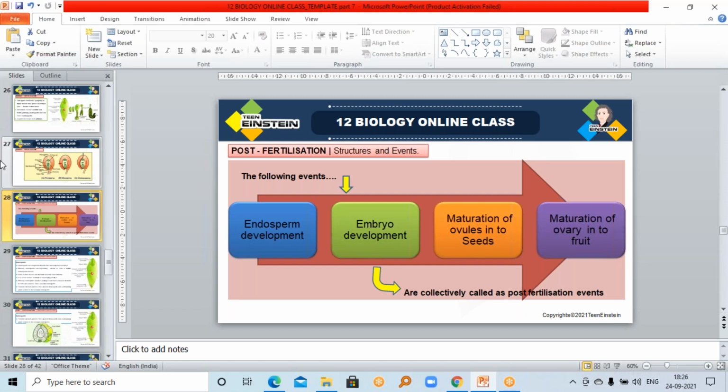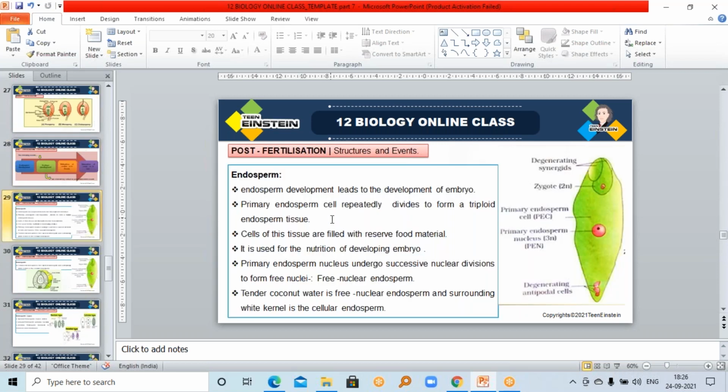So in the post-fertilization events, the first event is development of endosperm. Right. First one is development of endosperm. So endosperm, which is the product of triple fusion. We have already told that the primary endosperm nucleus will later give rise to endosperm. So let's see how endosperm is getting developed. Endosperm is a product of triple fusion. Note down, it's a product of triple fusion. It's not a product of fertilization. It's a product of triple fusion.